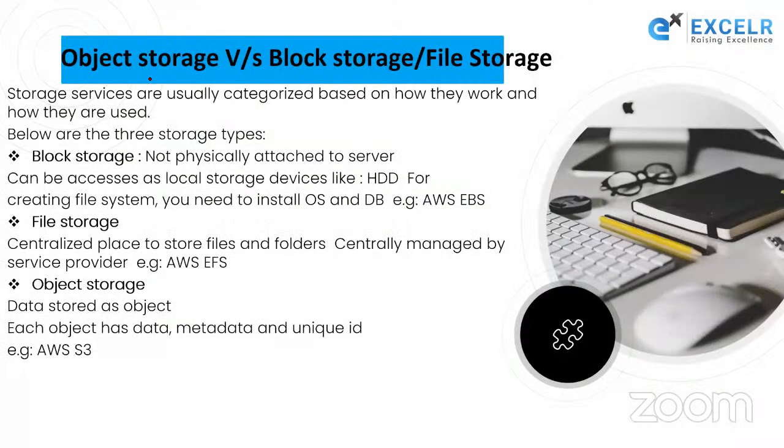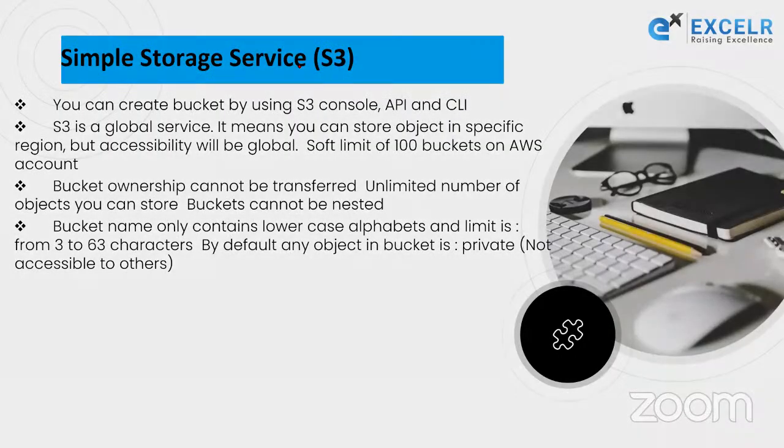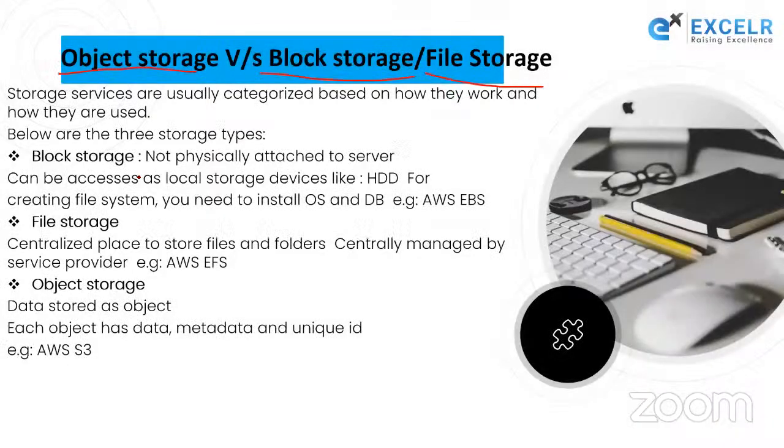Then we will look at certain types of storage. What is block, what is file storage, and what is object storage? Whenever you use your storage, it can be broadly categorized into different types. There are three types of storage based upon the way you access or use it. One is called block storage. Another is called file storage. The third one is called object storage.